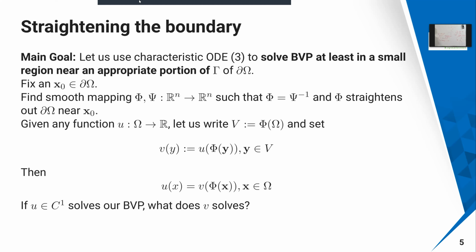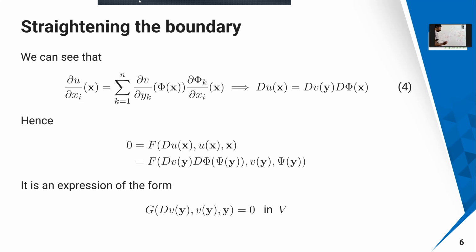Now you are going to choose your u of x. So u of x is going to be V of pi of x, where x belongs to omega. So if u belongs to C1 and solves our boundary value problem, what does V solve? That is the question we are going to answer. Suppose u belongs to C1 and solves our boundary value problem. What does V solve?